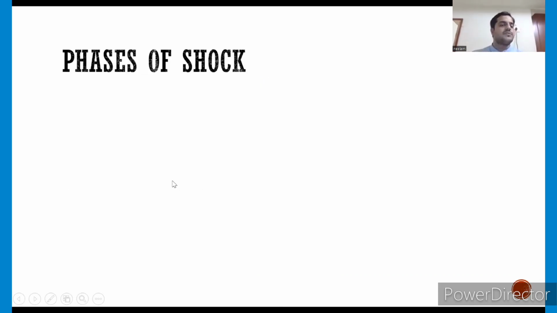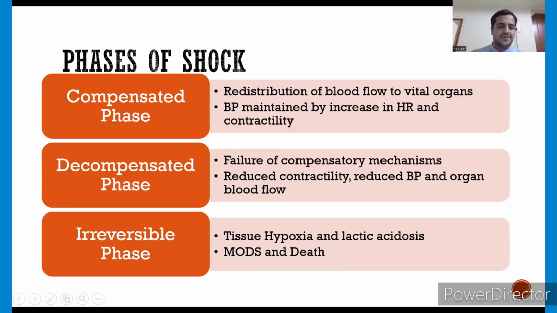Okay, so all of us have read it in our PALS training, and I think before also, that there are 3 phases of shock. Okay, so there is one called the compensated phase, wherein there is redistribution of blood flow to the vital organs, and BP is maintained at the cost of increase in heart rate and contractility.